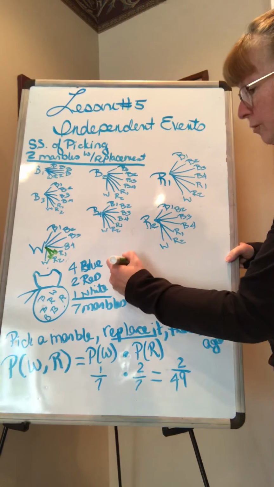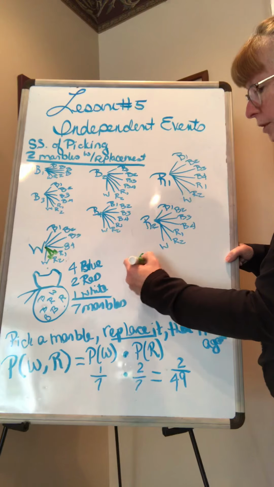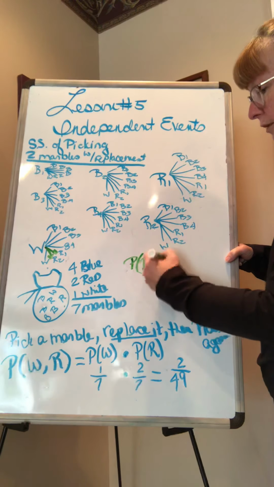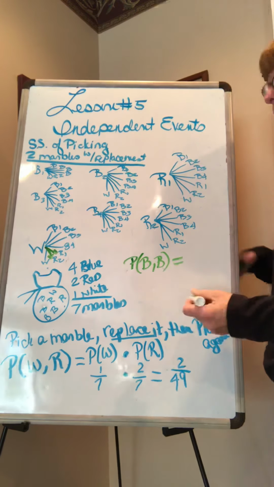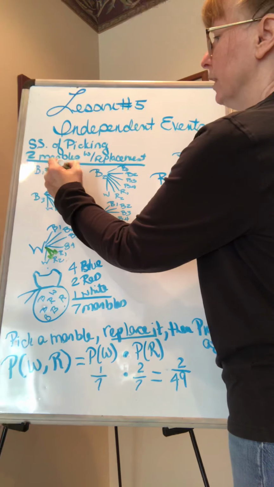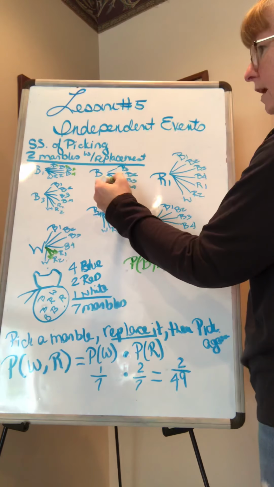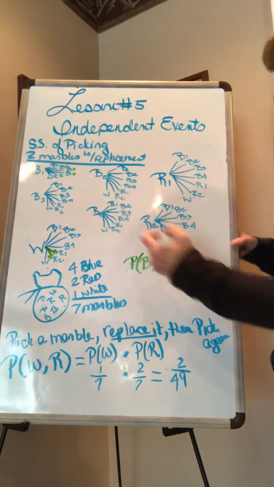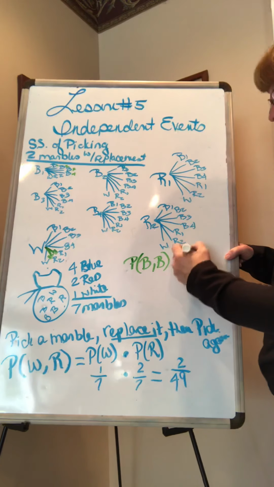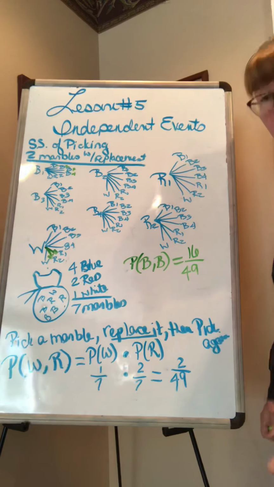If I said, what's the probability that I got a blue followed by a blue? Well, that's a much larger probability. That happened 1, 2, 3, 4 times here, 4 times here, 4 times here, and 4 times here. That happened 16 out of the 49 times. So that was a lot.